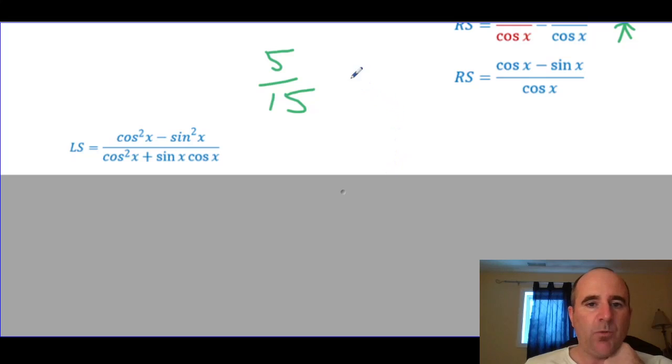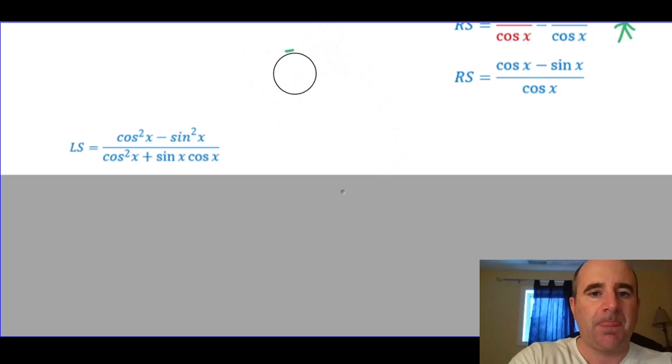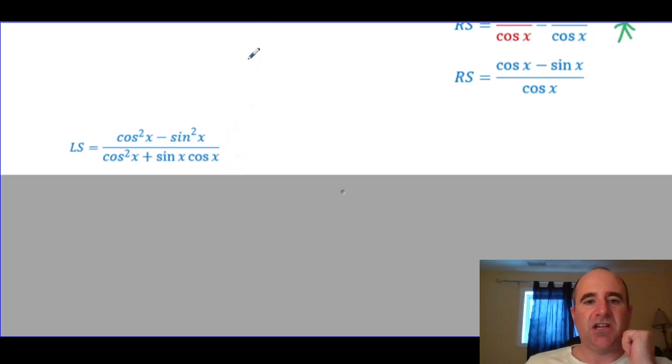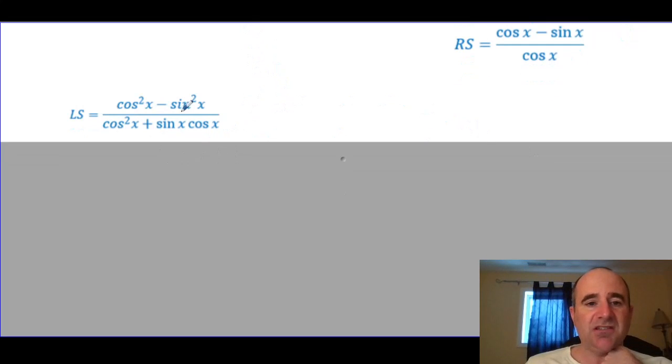5/15 is not simplified. Why? Because it reduces to 1/3. So it's the same idea with this equation right here. It's actually not simplified. Okay, now how do you see it's not simplified?